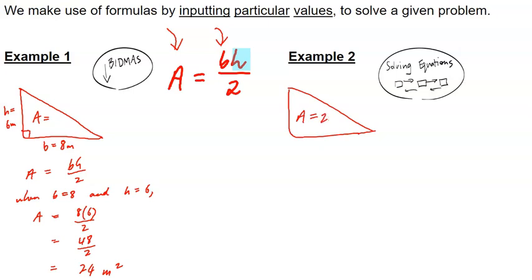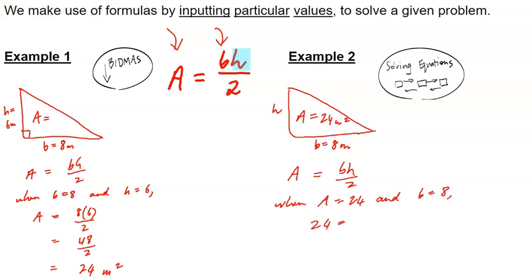Example 2, same triangle, but I will start by telling you area. You now know A from the beginning. I'll tell you b is 8, but I will leave h, height, unknown. Write down the formula, input the values we know. Notice we input the A value on the left-hand side, we input the b value on the right-hand side. We've now turned the formula into an equation. Our job is to find the value of h by solving the equation. And we do that with a flowchart and backtracking.